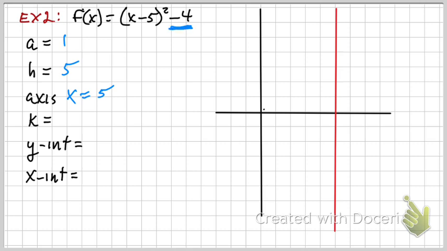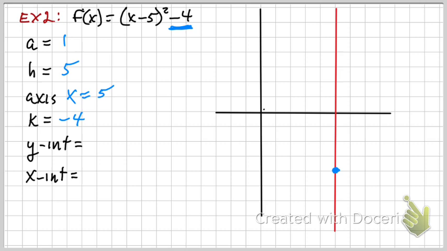There it is. -4. So now I know my vertex is at the point 5, -4. Right there. Let's look at the y-intercept.